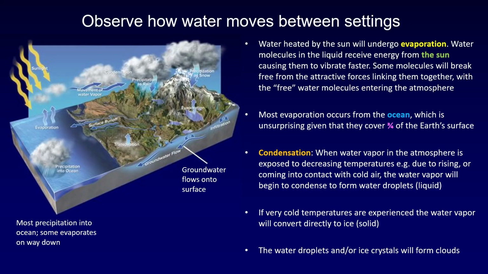Now, once that water is in the atmosphere, it's then going to be moved around by currents in the atmosphere. But eventually that air is going to enter an area where it's going to cause the water vapor within the air to begin to condense. So in terms of this process of condensation, what's going on? What typically happens is the air, which contains the water vapor, will begin to be exposed to decreasing temperatures. Now, this could be due to a couple of reasons.